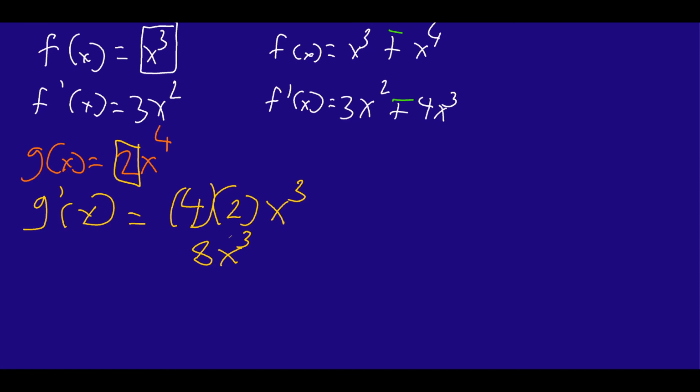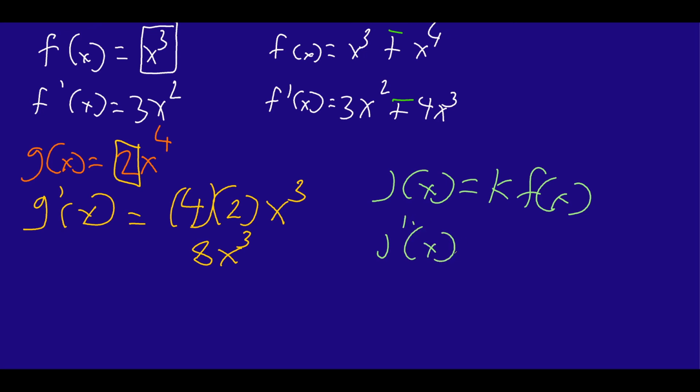And so this is the constant rule. When we talk about it abstractly, if I have j of x equals k times f of x, where k is my constant, this means that the derivative of j of x is going to be the constant still out front, multiplied by the derivative of f of x. That's all that's happening here.